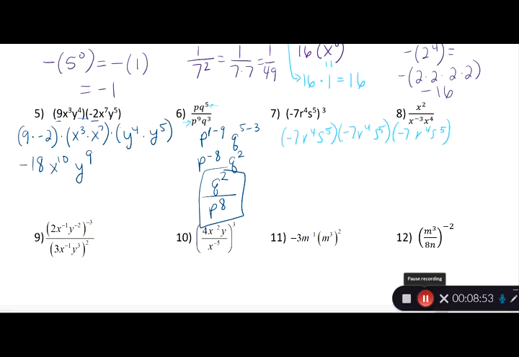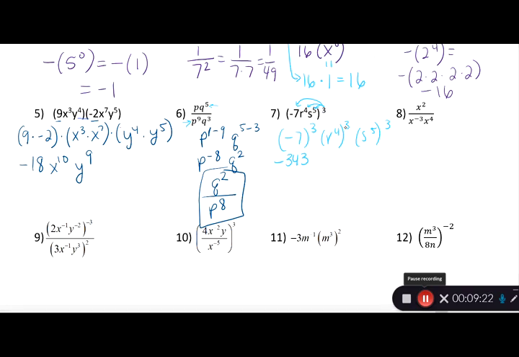But instead of having to write that all out, you can just distribute your exponent in, right? So it gets distributed to each piece inside. So -7 cubed, r to the 4th cubed, s to the 5th cubed. Okay, so -7 cubed gives us -343. This is -7 times -7 times -7.